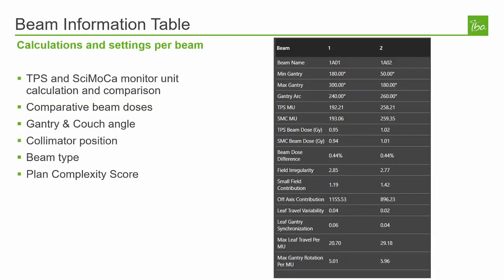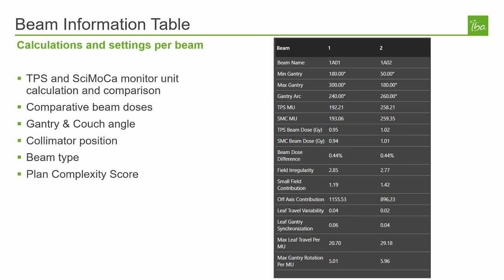And finally, we have a beam information table that shows a range of data elements for individual beams, including monitor unit calculations. This table clearly states both the SciMoCa and treatment planning system MU expected for each field. The beam information table will also provide plan complexity scoring, which can be used to identify the fields which are more technically difficult to deliver with the machine.